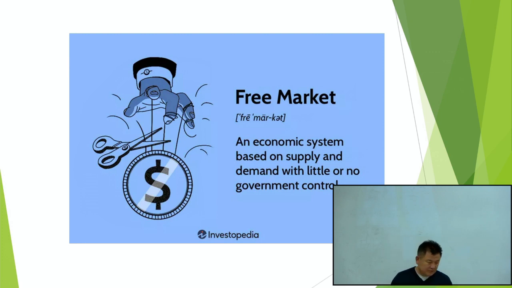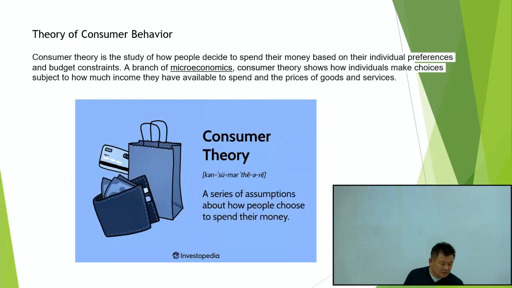So consumer behavior will come back. Consumer theory is, let me introduce the keyword. Consumer theory is the study of how people decide to spend their money based on their individual preference and budget constraints. Preference and budget. Building a better understanding of individuals' taste and incomes is important because these factors impact the shape of the overall economy. It means how much do you learn?